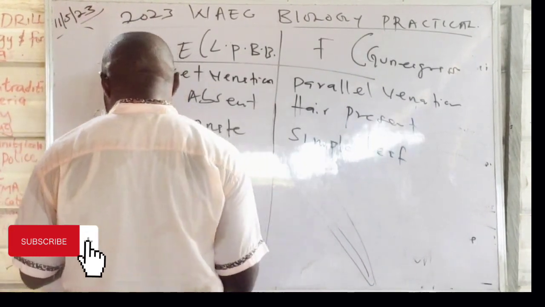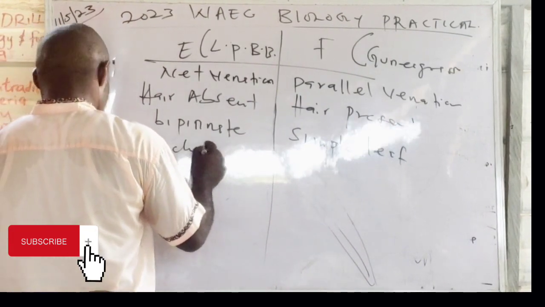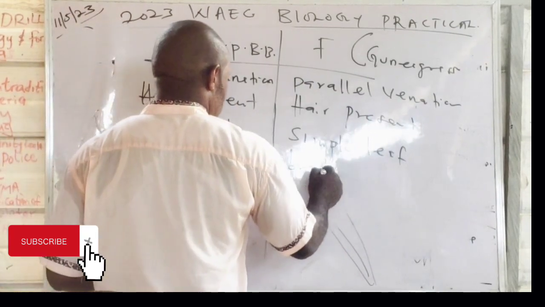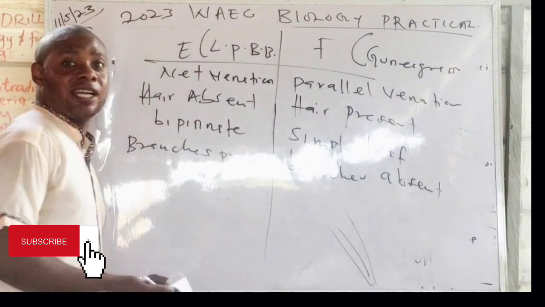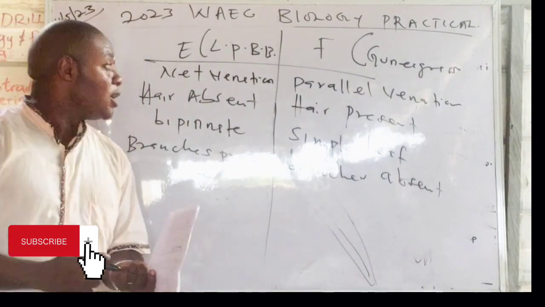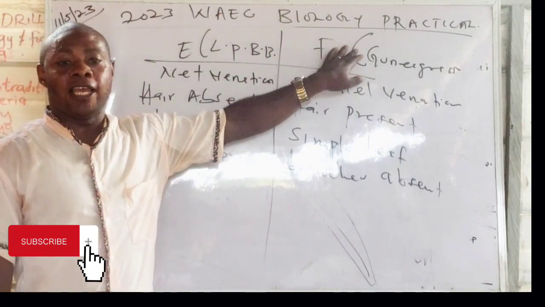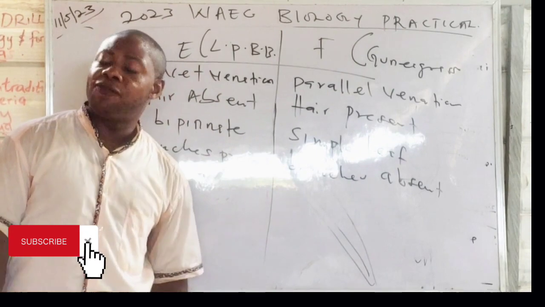So another thing now is branches. Branches present. There are a lot of branches here. Why this one, branches absent. Please take note. All the differences and similarities are very important between a leaf of Pride of Barbados and, let's say, a guinea grass. In a WAEC specimen, what you look at is grouping.